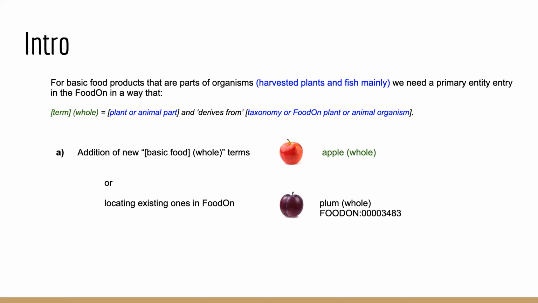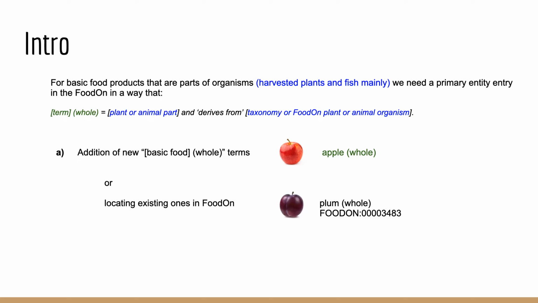For that, we have created a new ROBOT table that provides the plant and animal part into organism. That is essentially the first layer of food products. I'll be discussing a few challenges here and what we're exactly doing through examples. Now, the first challenge which we came across was that the organismal material table can't create new terms. So we had to manually add new basic food whole terms or locate the existing ones in FoodOn. So we are aiming here to add new basic food whole terms, like apple whole, though there are existing whole terms already present in FoodOn.